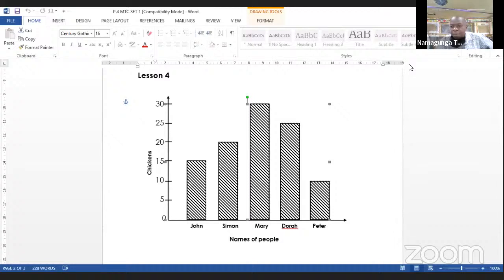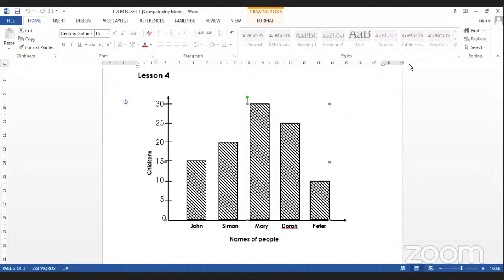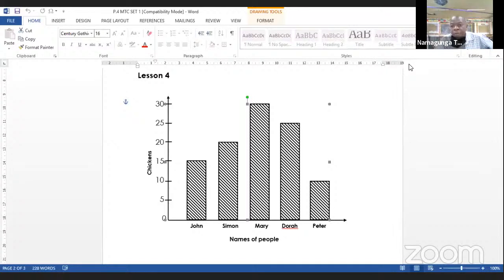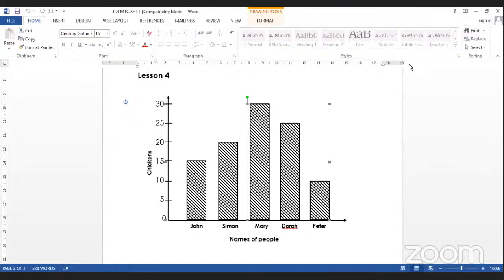Wamukisa. 21 pupils were there in the class. You got 20 pupils? Listen to me. Right. So yeah.